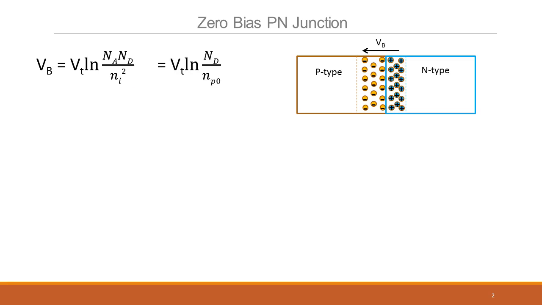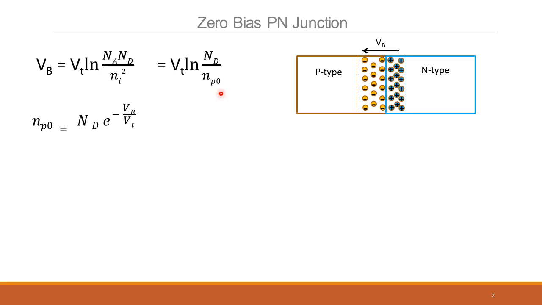Now I'm just going to rewrite this as Vt ln Nd by Npo. What does Npo stand for? Npo is nothing but Ni square by Na from this equation. It is the minority carrier concentration, the electron minority carrier concentration in the p-type material, and the zero I'm just adding now for the first time to show that this is at zero bias condition.